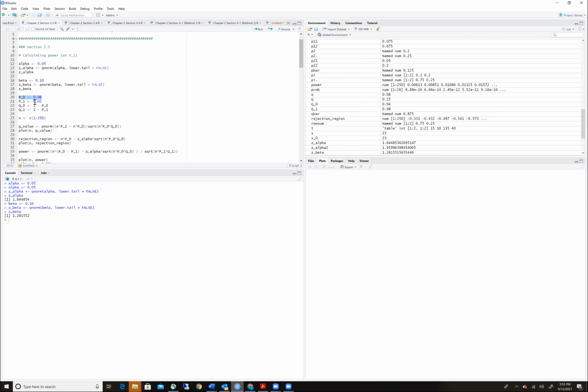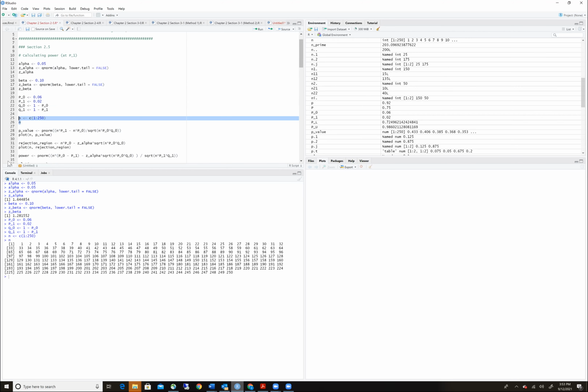Now, the book gives an example where we have a hypothesized proportion of 0.06, and then we observe a proportion of 0.02, and we can then get q0 and q1. All right, I can read those in just so that it is available to me. And I can also say, I don't know what my sample size is yet, but I could look at N anywhere between 1 and 250, right? N is between 1 and 250.